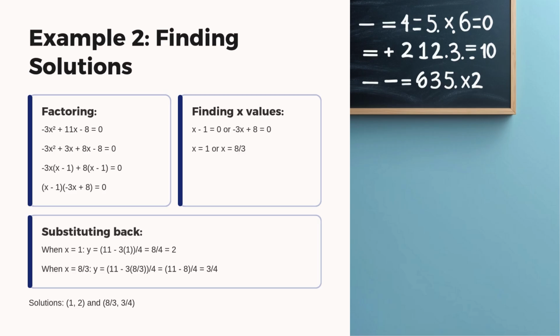Solutions. The first solution pair is (1, 2). This is the integer solution obtained from the first factor. The second solution pair is (8/3, 3/4). This results from the fractional solution obtained from the second factor and its corresponding y value.